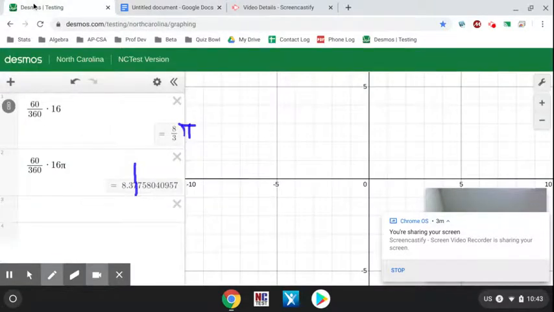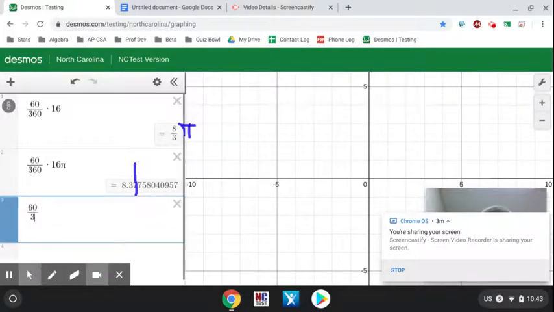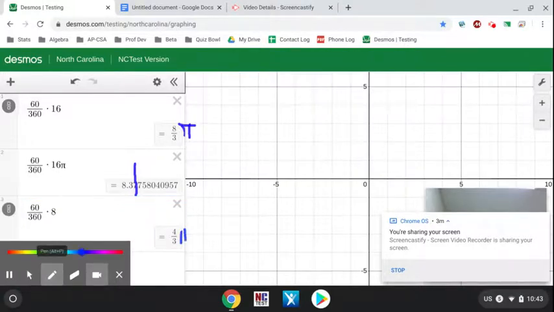If I go to Desmos, I can type in my 60 divided by 360, multiply it by just my 8, and that would give me my answer in terms of pi, which would be 4/3, and stick a pi with it. So that would be your answer in terms of pi.